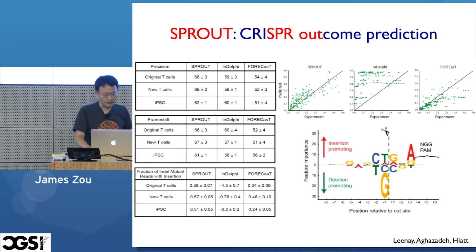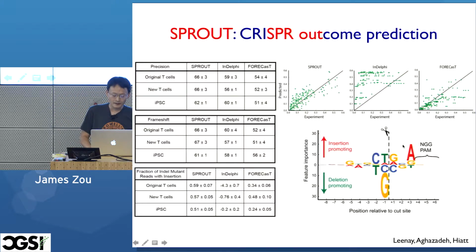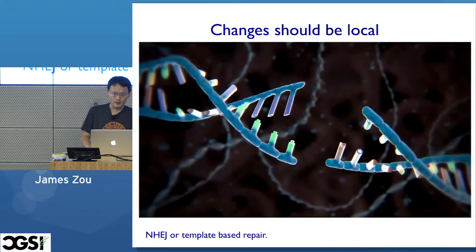And we've done a lot of other validations. You can also use various interpretation methods to show that the presence of particular nucleotides, for example, the presence of a G next to the cut site, really makes it more likely to have deletions, and the presence of A here makes it more likely to have insertions. That gives us mechanistic insights about the DNA repair process. Okay, so far, so good.